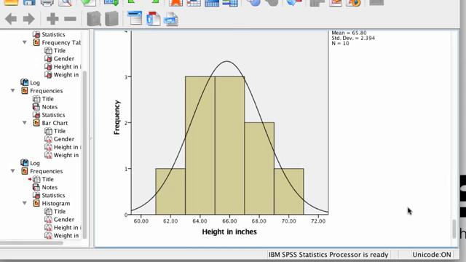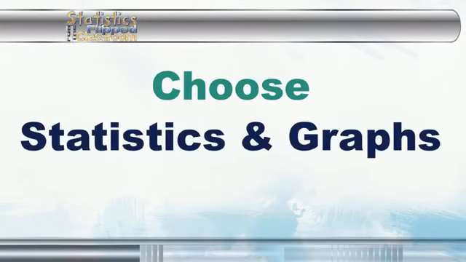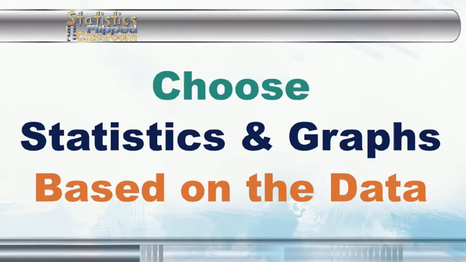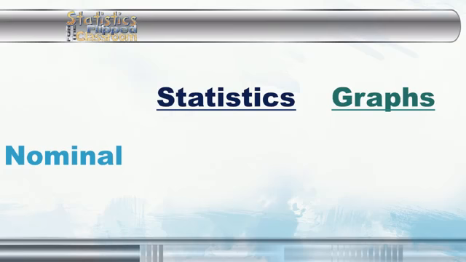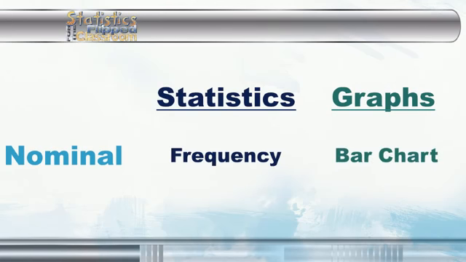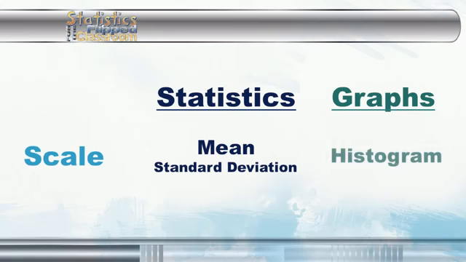So the important thing to learn here is that you should choose the statistics and the graphs that are appropriate to your data. A nominal variable like gender should be reported with frequencies and a bar chart. Scale variables, like height, should be reported with a mean, standard deviation, and a histogram.